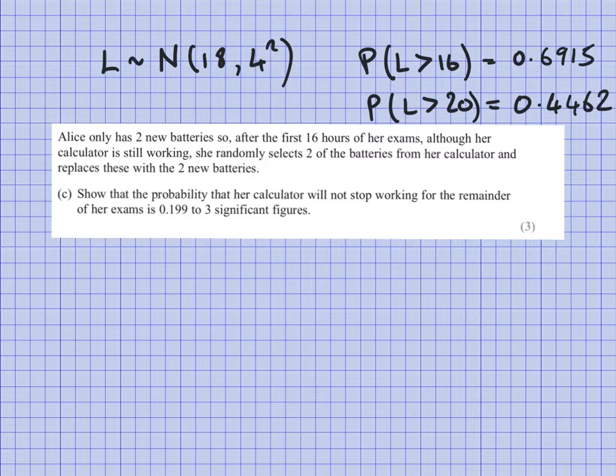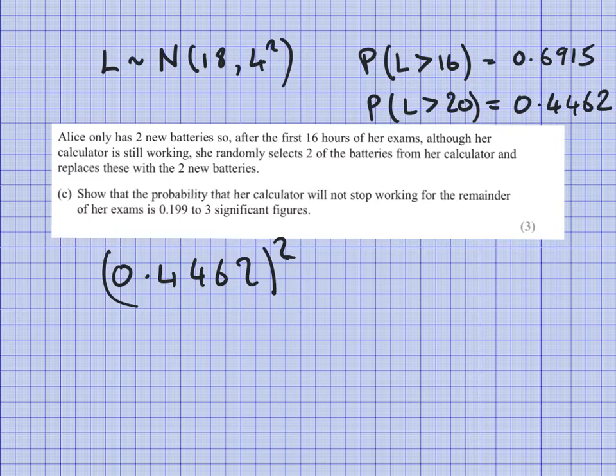Show that the probability that her calculator will not stop working is 0.19 to four significant figures. So we've had two batteries that have already been working for 16 and need to continue for 20. So that is 0.4462 squared for those two to keep working.